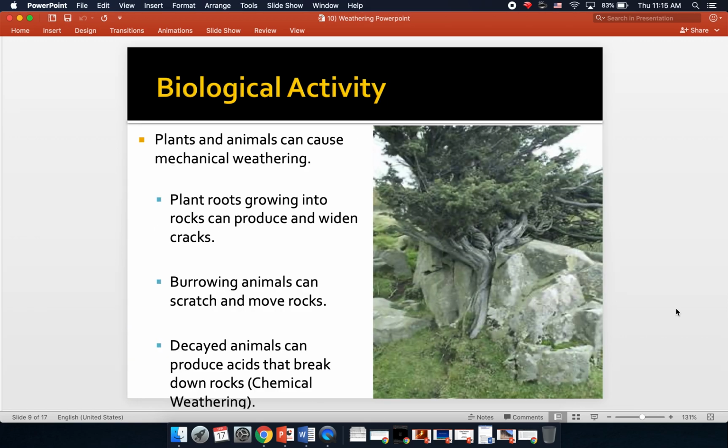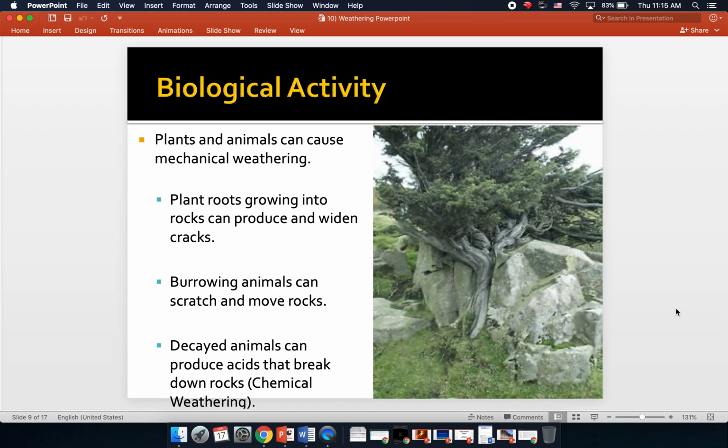Biological activity. Plants and animals can cause mechanical weathering. Plant roots growing into rocks can produce and widen cracks. We've probably all seen that before. We've also probably seen that happen to pavement. Burrowing animals can scratch and move rocks as well.